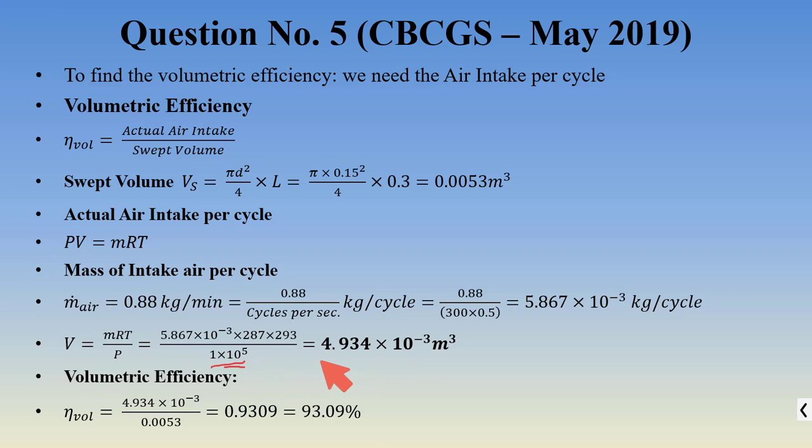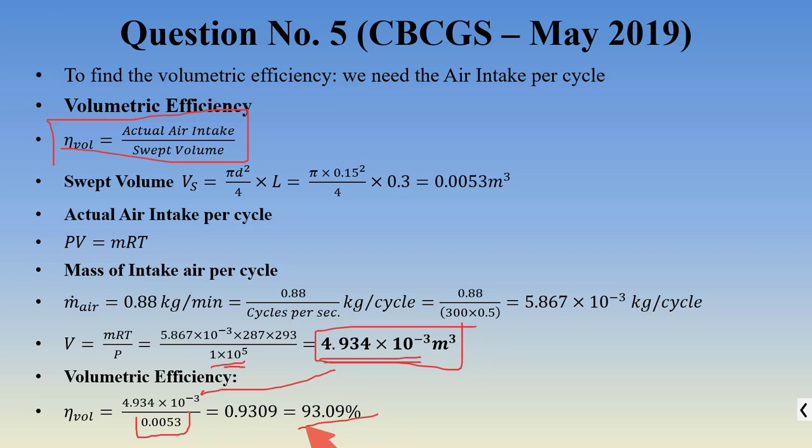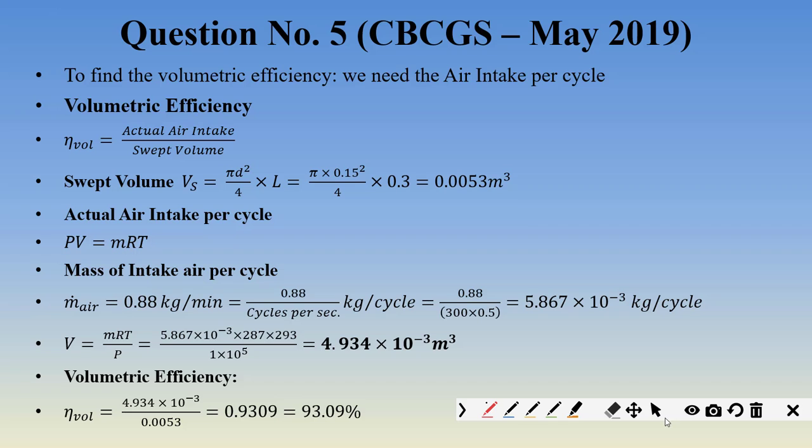So substituting all these values, we get the actual amount of intake air. Okay, this is the actual amount of intake air. So substituting this value in this formula, volumetric efficiency is actual air intake in one stroke divided by swept volume. So what do we get for the efficiency? Volumetric efficiency is 93.09%. Okay. So this is what we got for volumetric efficiency.